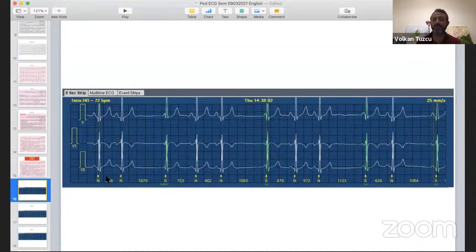Some cases are a little bit more difficult. Some things are really simple, some things are quite complex sometimes. I do this intentionally so that people from all different levels can benefit. Not always simple, not always complex. So what do you think about this strip here, again, from a Holter?